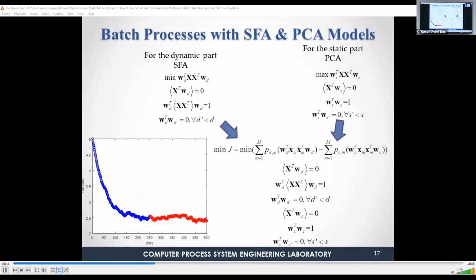Firstly, I assume that the batch process has only one phase and it can be divided into a dynamic and a static part. Therefore, I combine the objective function of SFA and the PCA. SFA hopes to obtain the minimum rate of change after projection, and the PCA hopes to obtain the maximum variance. As a result, the objective function of SFA and PCA is subtracted, and the weights of SFA and the PCA are respectively given to each time point.